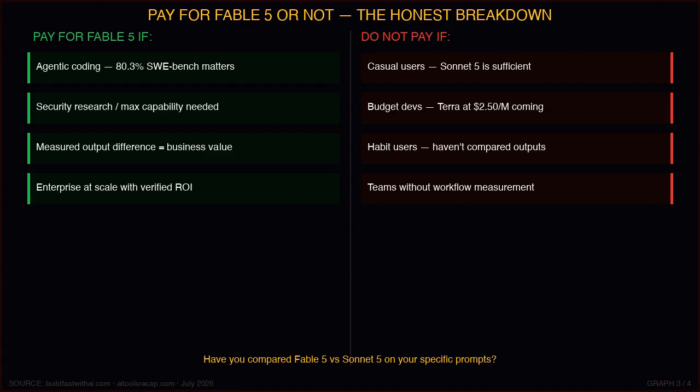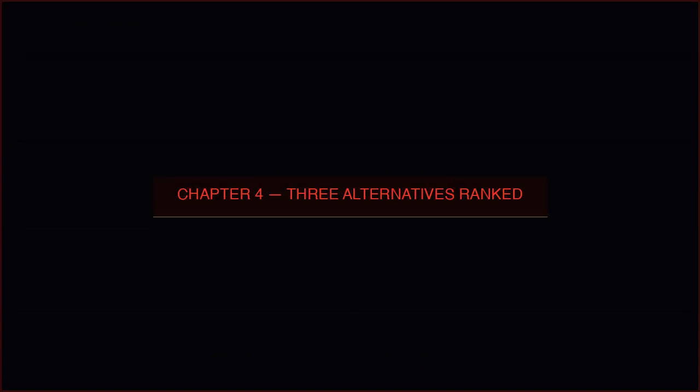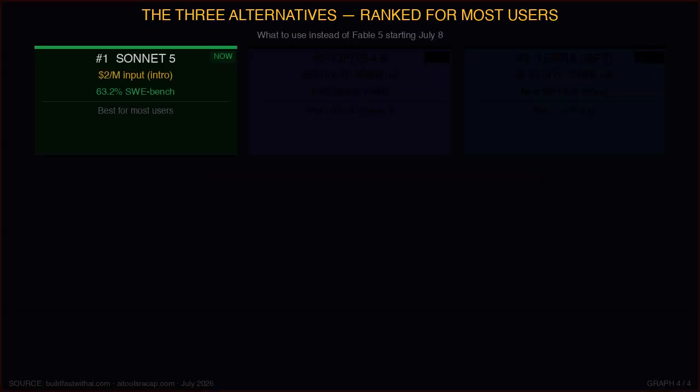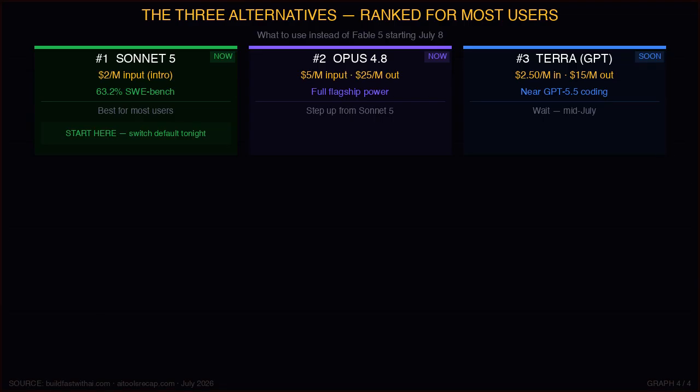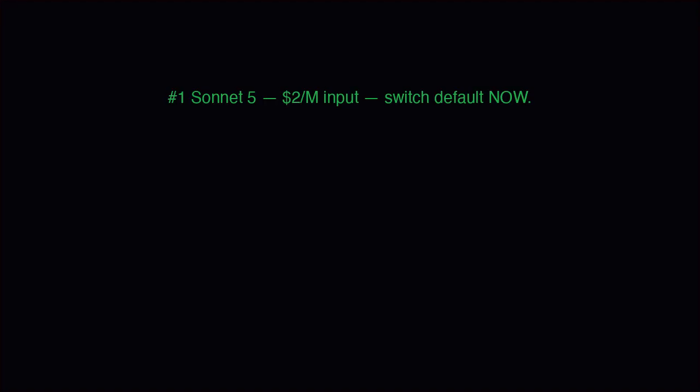Option 2, Claude Opus 4.8. $5 per million input, $25 per million output. Half the price of Fable 5. Still the second most capable model in the Claude lineup. If you genuinely need more than Sonnet 5 but do not need Fable 5's absolute ceiling, Opus 4.8 is the right answer. Option 3, GPT 5.6 Terra from OpenAI. $2.50 per million input, $15 per million output. Coming mid-July. Not available yet, but worth knowing it is coming before committing to Fable 5 credits. If you are a developer who switches between providers based on price performance, wait 2 weeks before locking in.